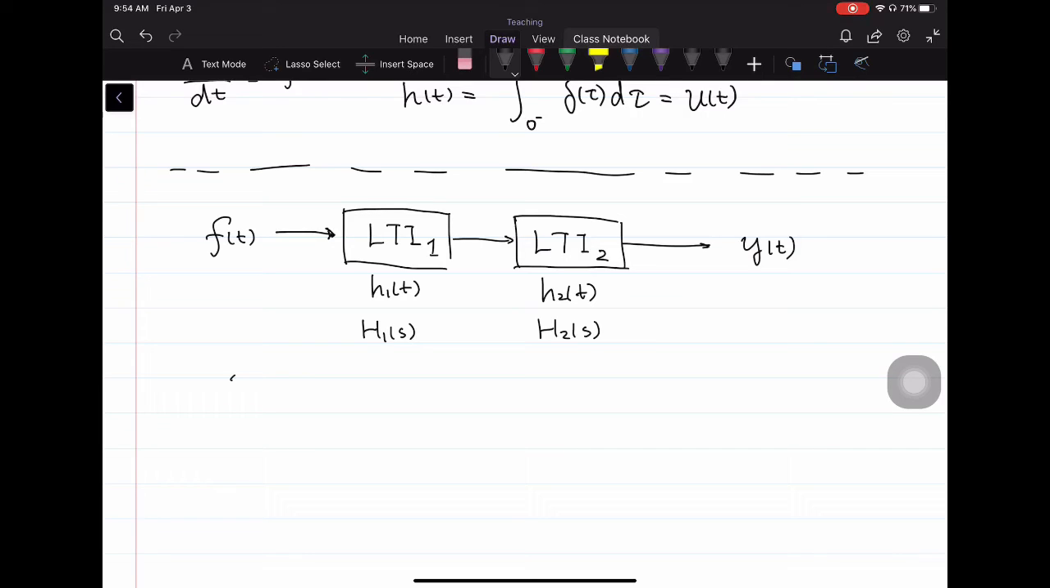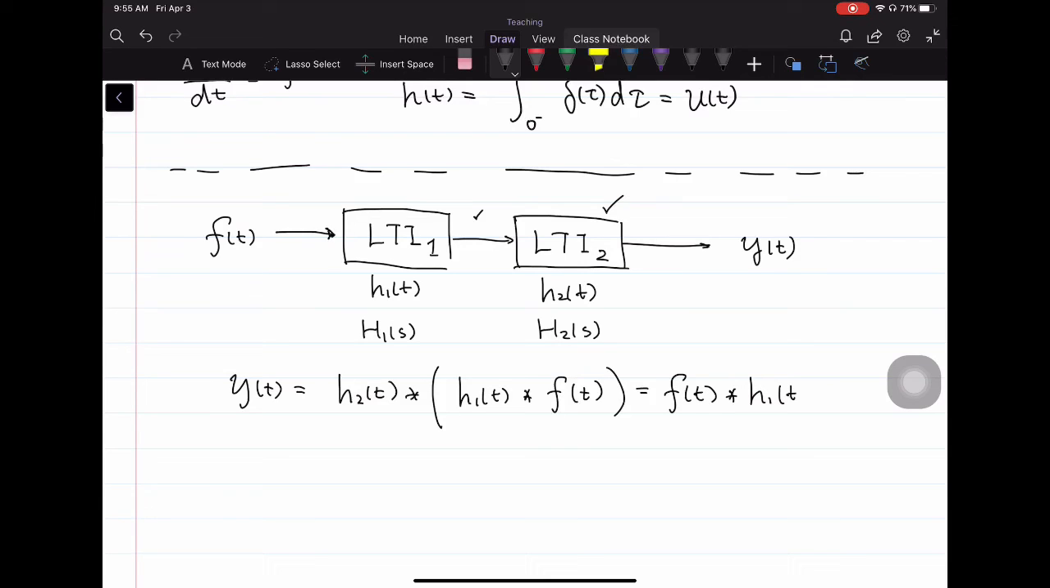The output is pretty simple. y(t) should be equal to h2(t), the second system's impulse response, convolution integral with its input. And the input here should be h1(t) convolution integral with f(t). And of course, since it doesn't matter which one comes first, which one comes second, we can do it all the way from the beginning. And the star represents the convolution integral as usual.